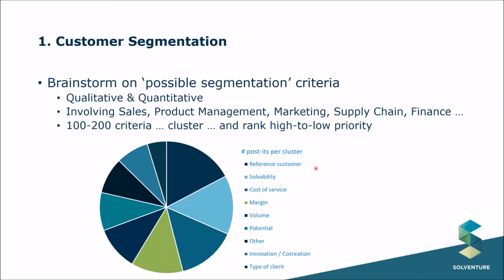So potential is, okay, maybe that customer only buys 10 units, but he has a very huge potential. So potential can also be considered in the segmentation. We have others, innovation. So does the customer innovate, and the type of client.